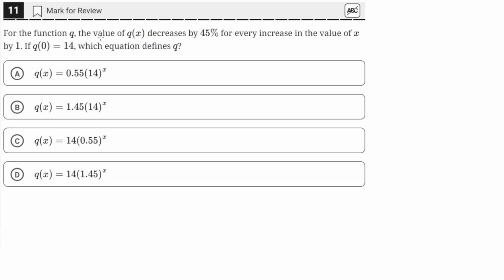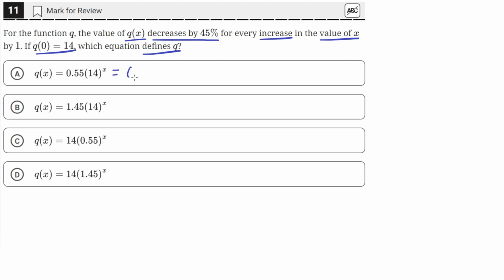For the function q, the value of q of x decreases by 45% for every increase in the value of x by 1. If q of 0 equals 14, which equation defines q? Okay, so we need to find which one of these exponential equations here matches up with the scenario. So the problem statement tells us that q of 0 equals 14, which means that when x equals 0, the value of q of x equals 14.